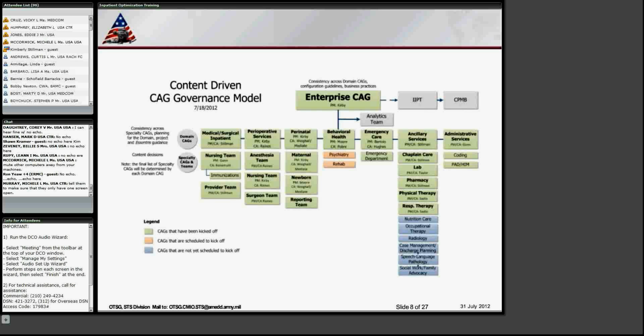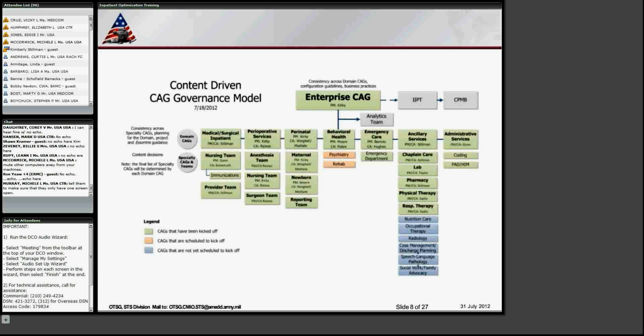Now, if the domain CAG ever has issues that need to go up through governance, they come to the enterprise CAG. And I'll give you an example on this one. Copy note, copy forward, as some of you call it. Some facilities have this functionality turned on, others do not. So a while ago we wrote up a decision brief about copy forward, so we could send it to the enterprise CAG, and we could send it to the IIPT, which is the Inpatient Integrated Product Team.